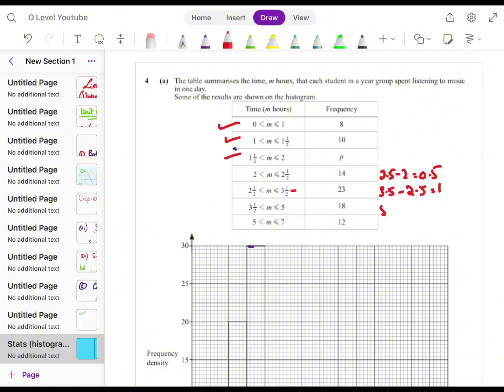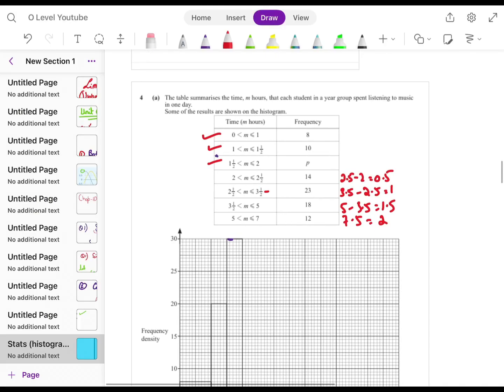Again 5 minus, right now I am finding the class width. Okay, I hope it's clear. 2, 3, the 6, 6 plus 1 is 7, so it will be 3.5. So this will give me 1.5. It clearly shows that the class width is not the same. That's why you can see on the y-axis we have frequency density. 7 minus 5 will be 2. So that's how I found the class width.